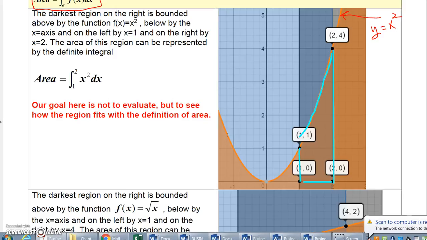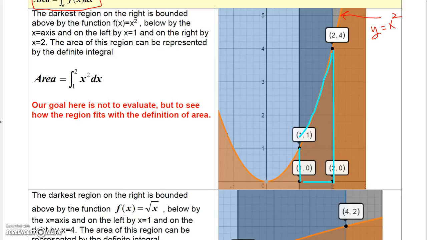But notice it's bounded on the left by the line x equals 1. It's bounded on the right by the line x equals 2. It's bounded below by the x-axis, and it's bounded above by the function y equals x squared. As long as the function here does not go below the x-axis from 1 to 2, then this integral will give you that area.